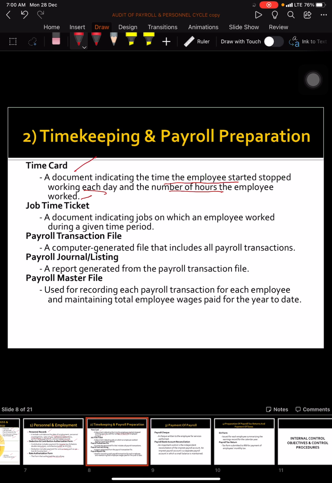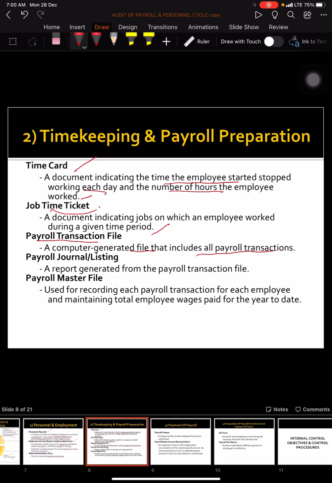Alright, so job time ticket means a document indicating the job on which an employee worked during a given time period. Hopefully they do not work more than the given time period. And then the payroll transaction file is the computer-generated file that includes all payroll transactions. Normally they are using the computer, so all the payroll transactions should be in that file.